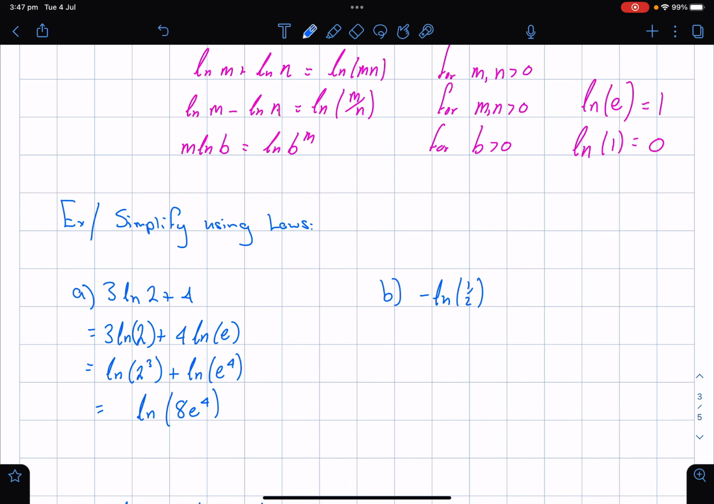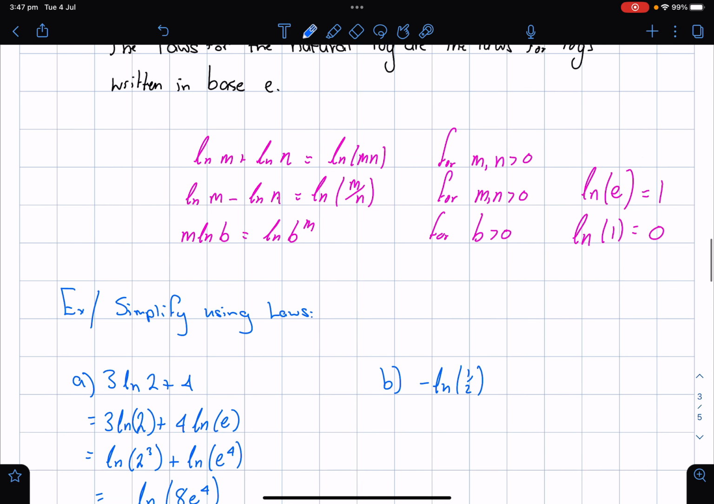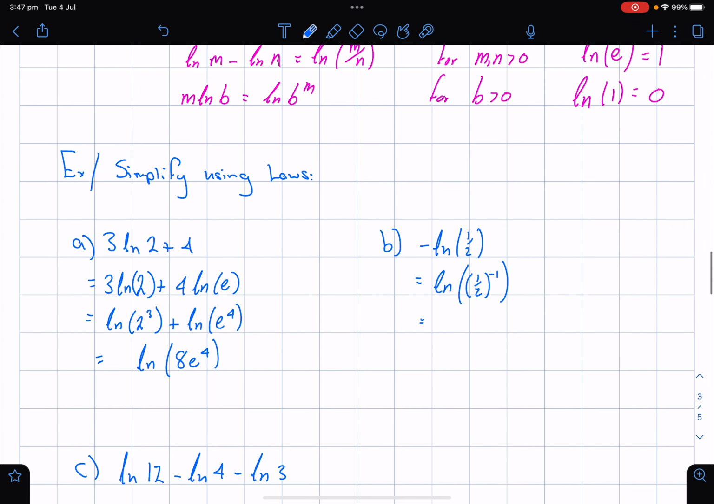Part b, negative natural log of 1 over 2. So it might not look like there's a number at the front, but we've got negative 1. So we can bring that up to the top. So natural log of a half to the power of negative 1. Now, a half to the power of negative 1 is actually just ln of 2. Okay, so that's all simplified.